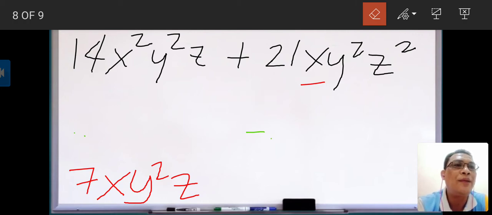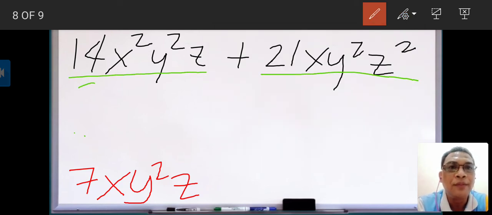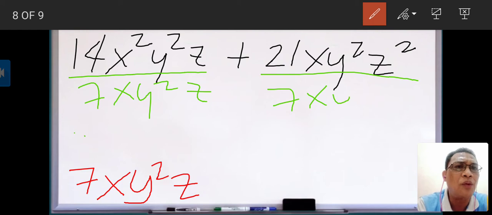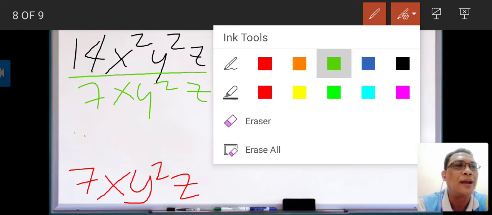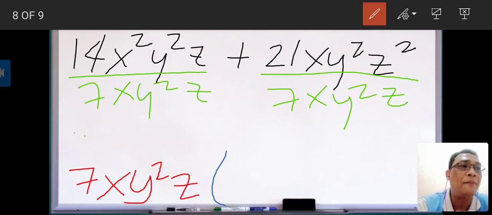So what we have defined earlier, that the factor form can be the product of the GCF and the sum or difference of the original polynomial. In this case, we have to get the sum of the original polynomial divided by the GCF. Okay, so this will be divided by the GCF, 7xy squared z, 7xy squared z. Okay, so multiply, product.